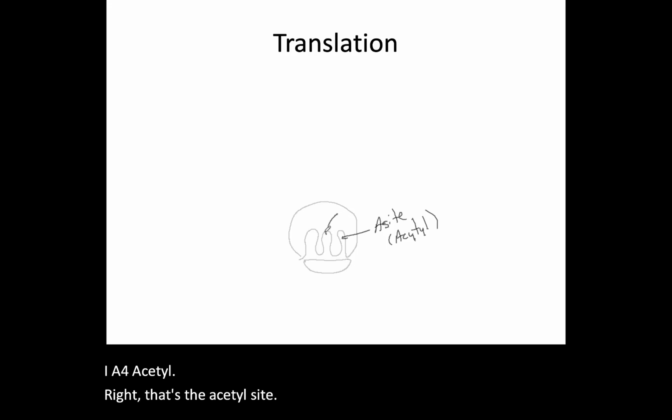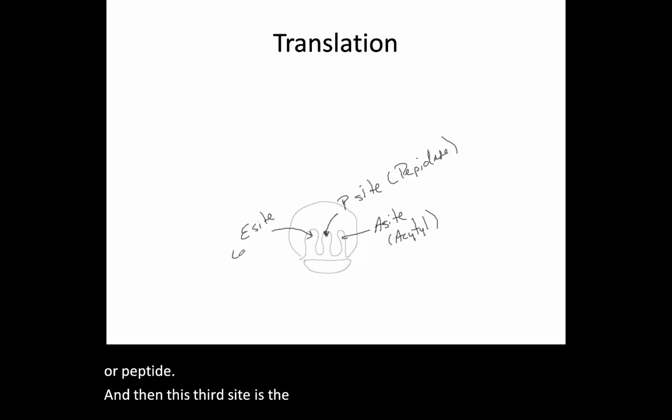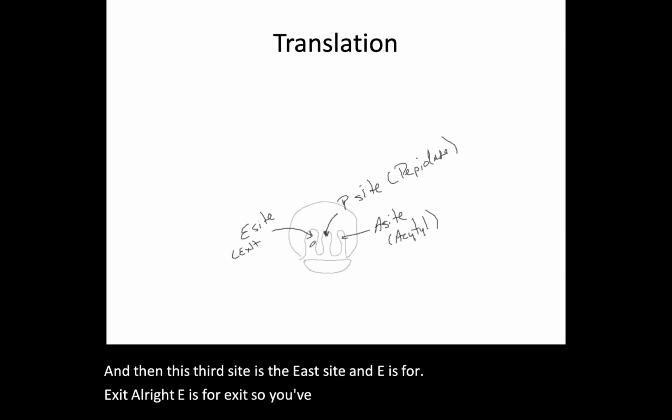The second site is the P site. P for peptidase, or peptide. And then this third site is the E site, and E is for exit. So you've got an A site, a P site, and an E site.